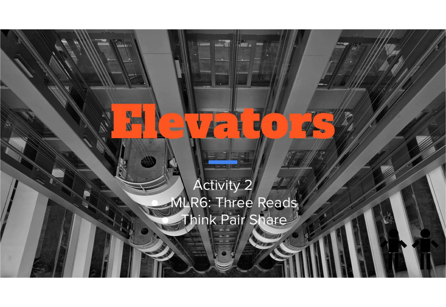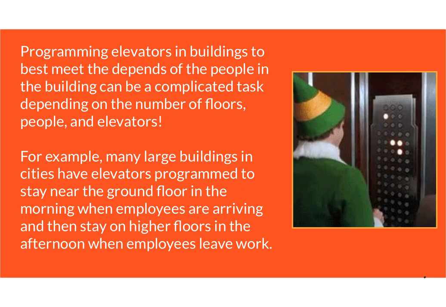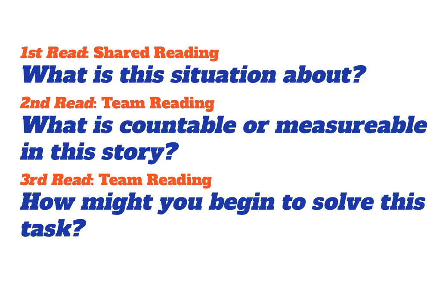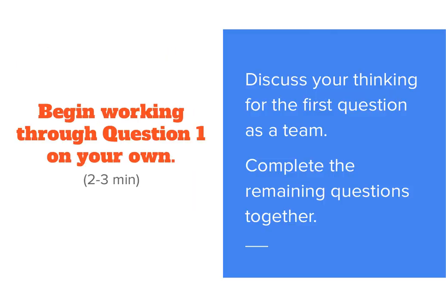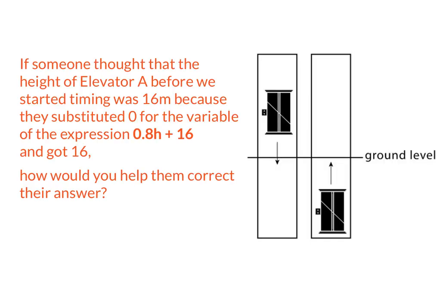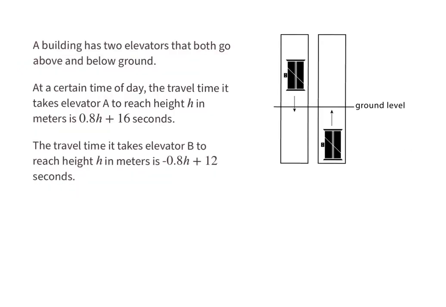Next, we're going to talk about elevators. A building has two elevators that go above and below ground. At a certain time of day, the travel time it takes elevator A to reach height H in meters is 8/10 H plus 16 seconds. The travel time it takes elevator B to reach height H in meters is negative 8/10 H plus 12 seconds.